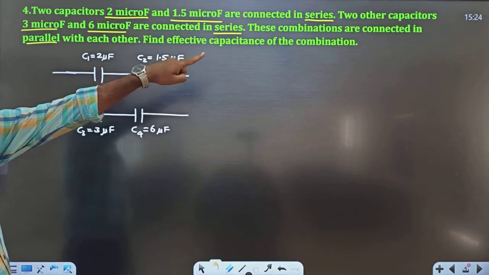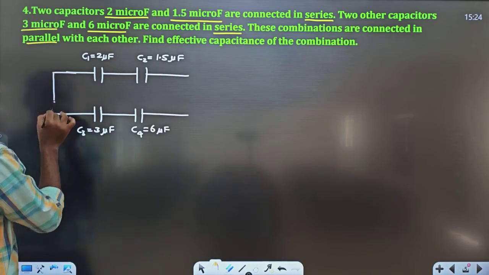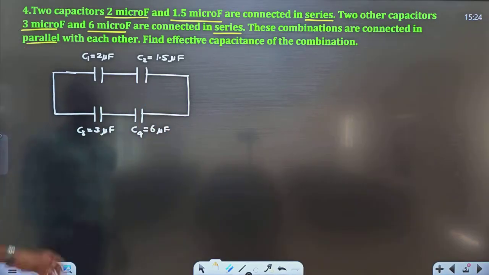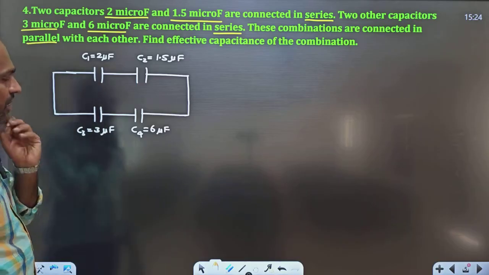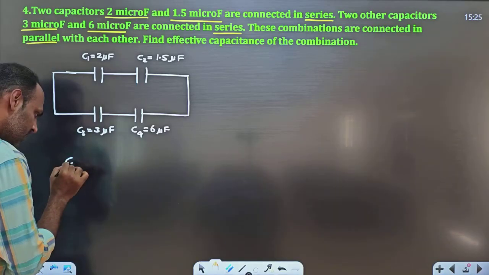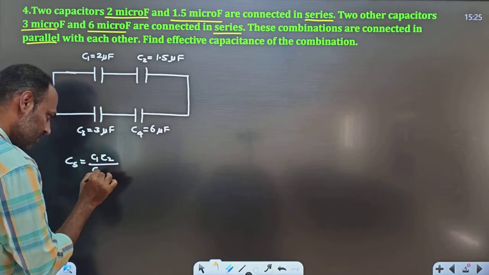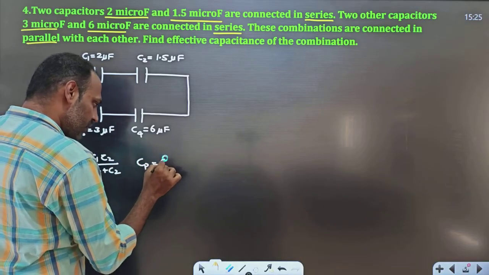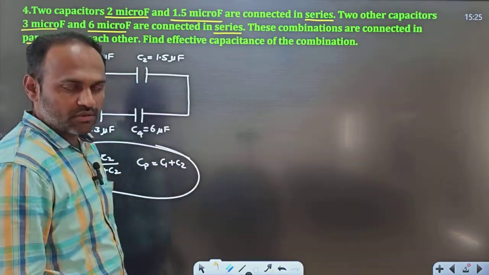Now they say these combinations are connected in parallel, that is, these two series combinations are in parallel. C1, C2, C3, C4. They are asking us to find the effective capacitance of the combination. If two capacitors are in series, the effective capacitance will be C1 into C2 divided by C1 plus C2. If two capacitors are in parallel, the effective capacitance will be C1 plus C2. So these are the formulas we have to use.